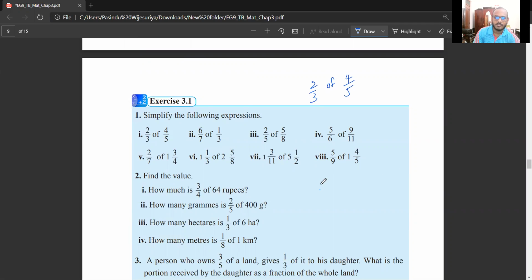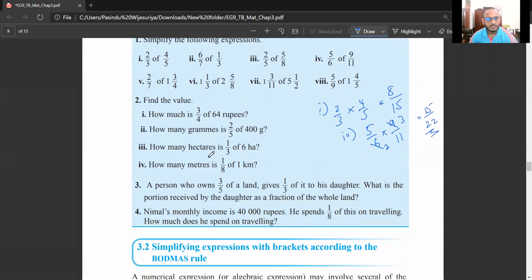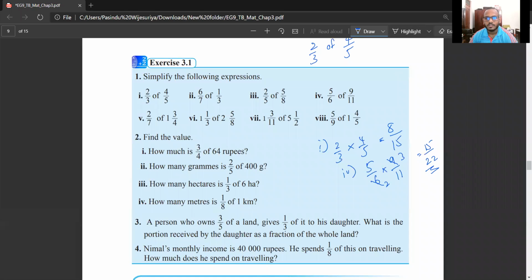So I will do question part number 1. 2 over 3 into 4 over 5. This is 15, and this is 8. I'll do question number 4 as well. 6 into 9 over 11. You can just cut 2 and 3. 15 over 22. I hope it's clear to you, right?